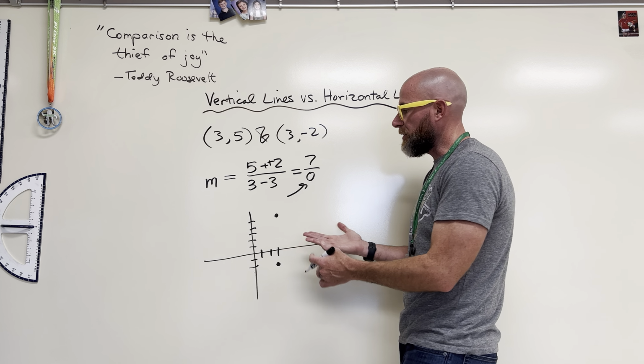Now, on the other side, horizontal lines. If I say 5, negative 4, and 3, negative 4, the repeating y values give me the indication that it is a horizontal line. But once again, say you're not sure and you're going to find your equation of the line, I would do my rise, negative 4 minus a negative 4, over my run, 5 minus 3, and I get a slope of 0 over 2. Now this fraction actually makes sense.